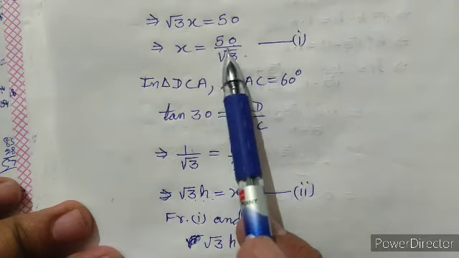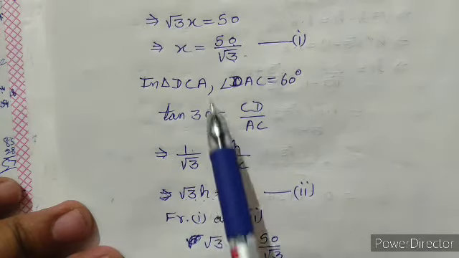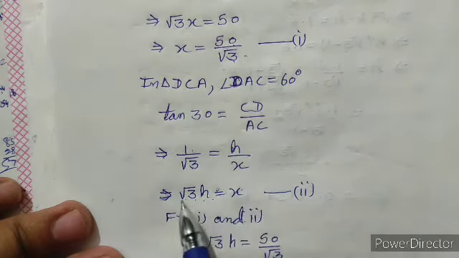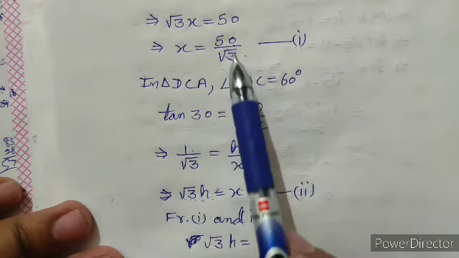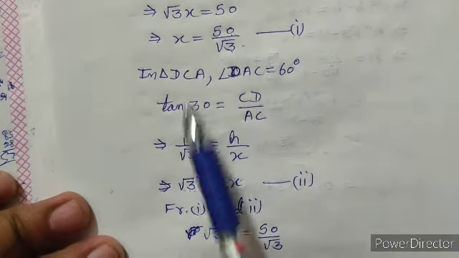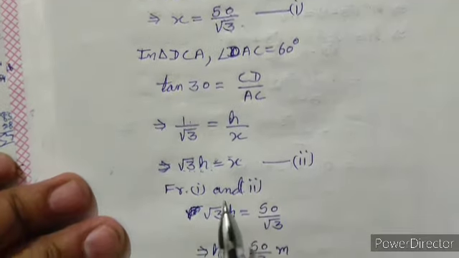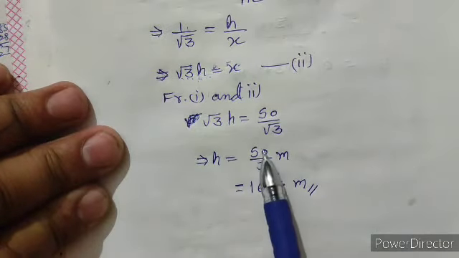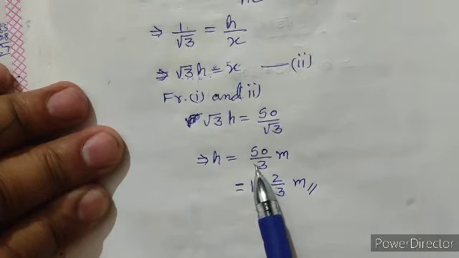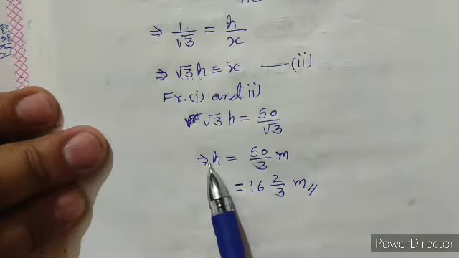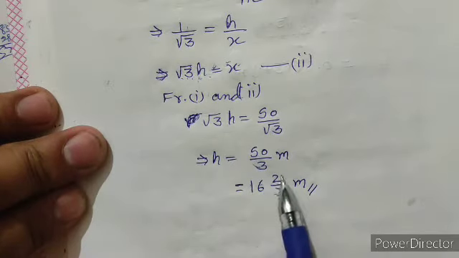Now from equation first and second: in equation first, the value of x was 50 by root 3, and in equation second, the value of x is root 3 h. So from first and second, we can say that root 3 h will be equal to 50 by root 3, which on solving will give us the value of h as 50 by 3, or on converting it into a mixed fraction, we will get the height of the building h as 16 2 by 3 meter.